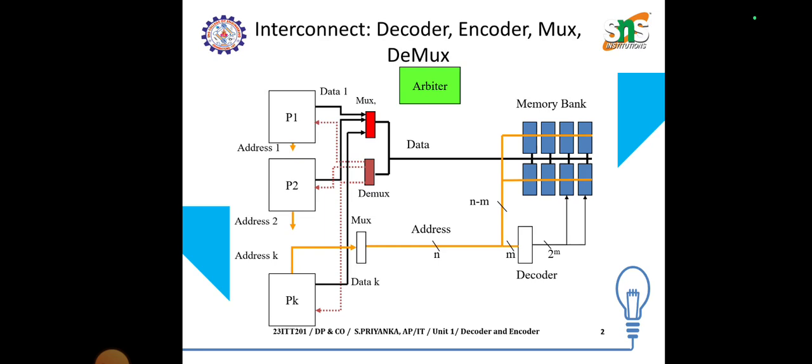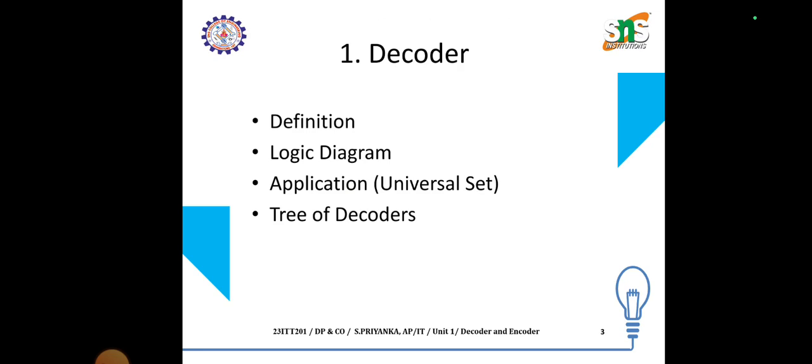First of all, let's see address 1, address 2, up to address k. Then data is sent to the mux and demux, and from this the data is again sent to the decoder, that is, the memory bank. These blue boxes are called the memory bank, and it consists of mux and demux. The data are sent to the encoder first, then it's decoded.